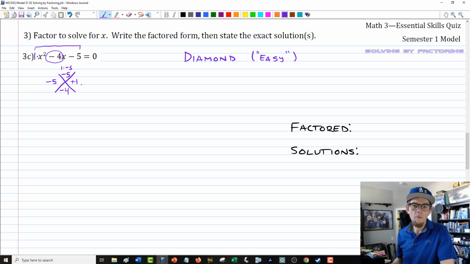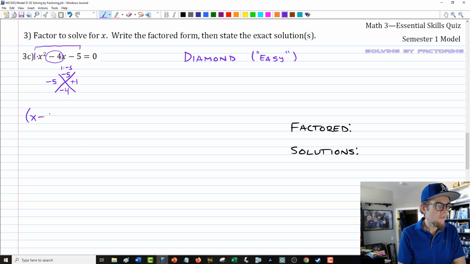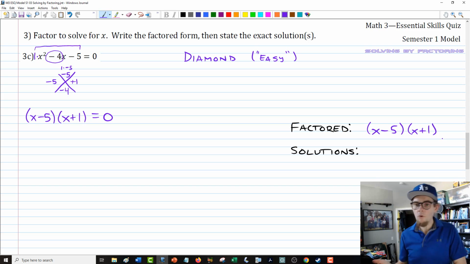Cool stuff. Now what do we do with it? Well, many of you already know that this immediately leads to us having x minus 5 times x plus 1 equals 0. In other words, we have factored out our polynomial right off the bat. So cool, we got it.